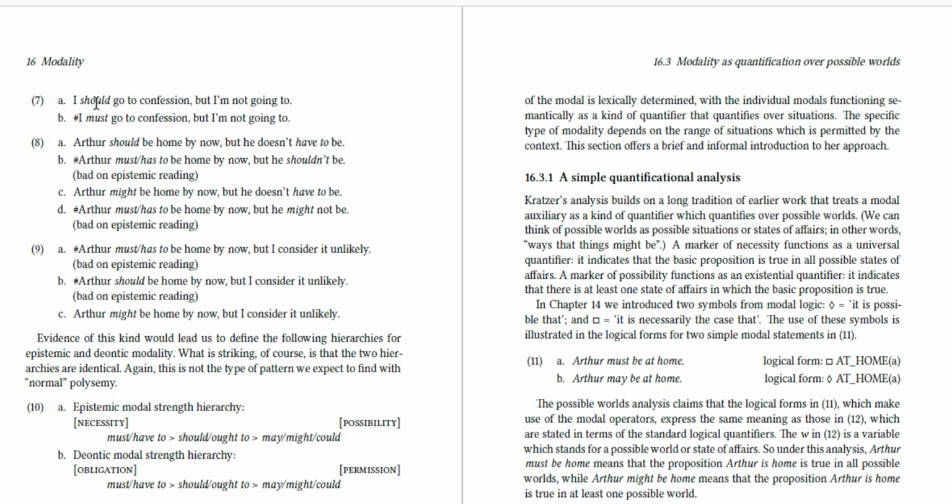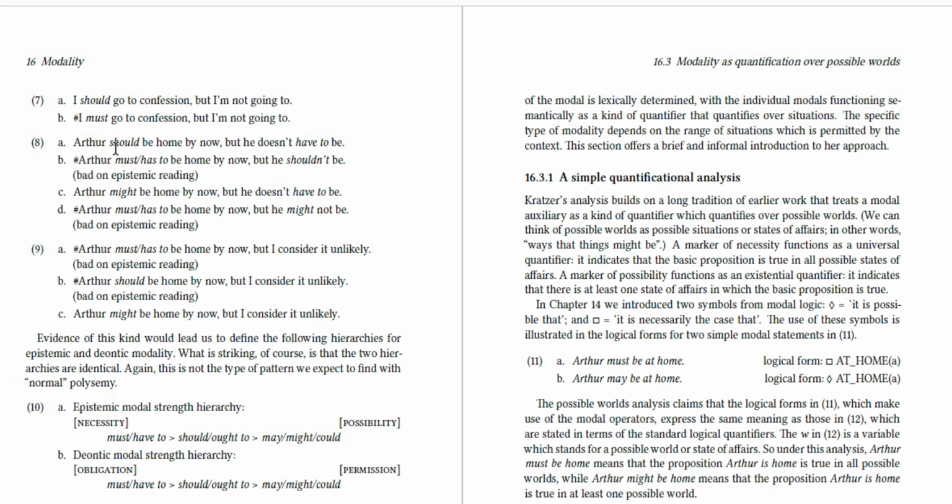When we read example number 7, we can understand it's about deontic. Why deontic? I should go to confession but I'm not going to. I must go to confession but I'm not going to. It's deontic because it's about something obliged, like you have to do it. It's under the regulation, under the rules. I must go to confession but I'm not going to. And here, I should go to confession.